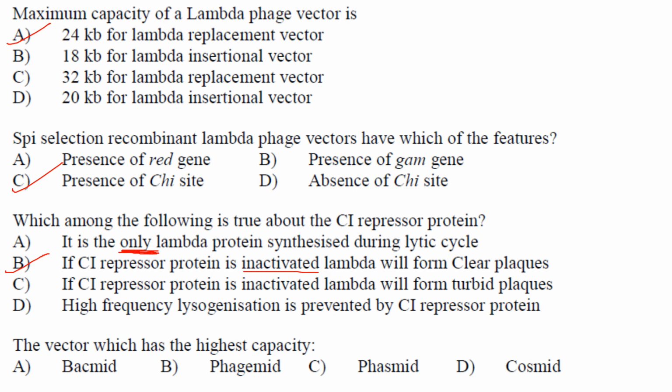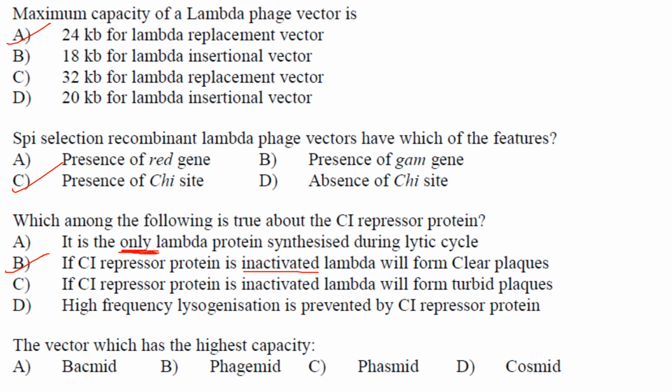Sorry. cI repressor protein prevents lytic growth by blocking the expression of lytic promoters PL and PR. Okay, that is what it normally does. But when you inactivate the repressor, then the lytic cycle proceeds. So it will form clear plaques. So answer is option B. If cI repressor protein is inactivated, lambda will form turbid plaques? Not turbid, it is clear plaques.